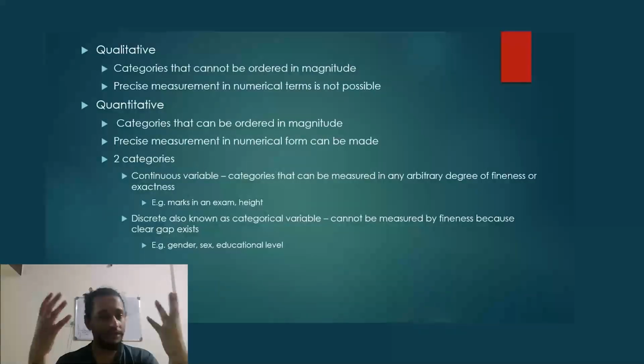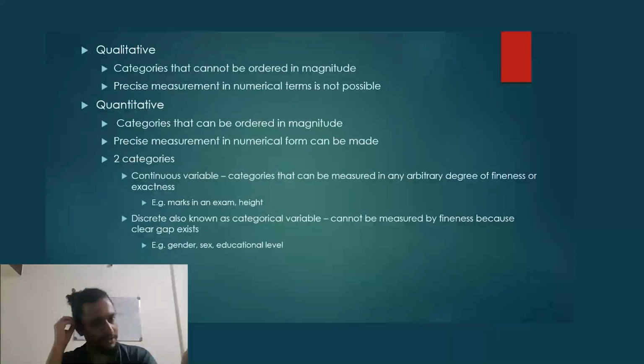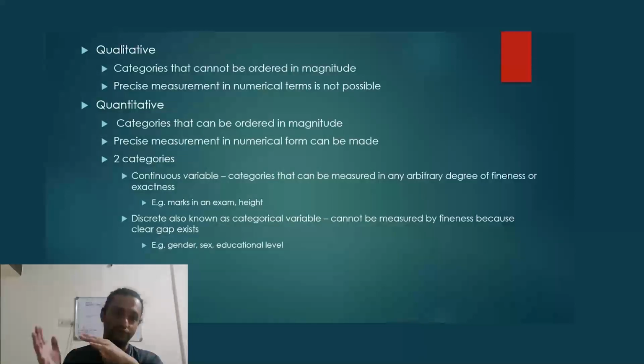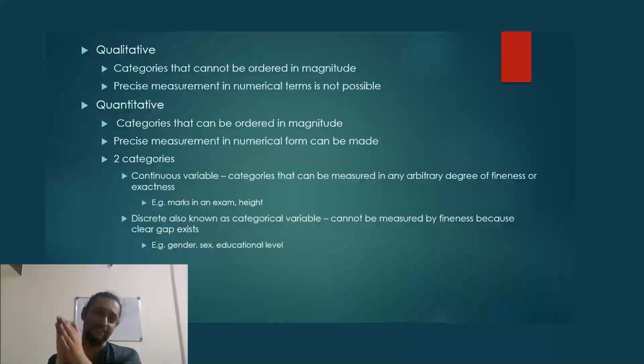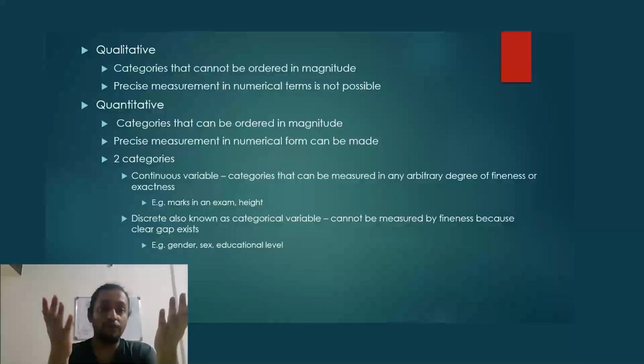Then there's qualitative variable, quantitative variable. This is simple enough, right? Qualitative variables are things that you cannot order in terms of magnitude, as in which is better, which is worse, or in terms of numbers, right? Saying that 1 is this, 2 is this, 3 is this, or 1.1 is this, 2.2 is this, 2.1678 is this, right? That is not possible.